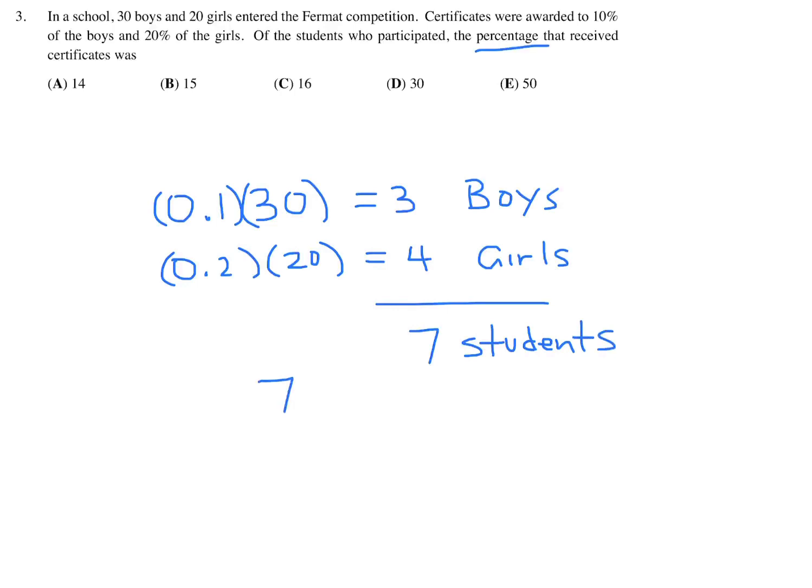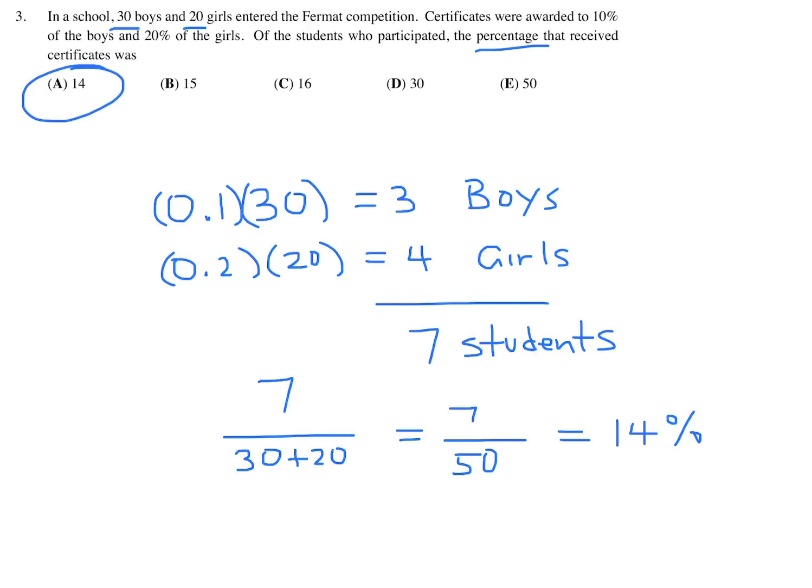So 7 is how many got the certificate, and the total number of students is 30 boys and 20 girls, which is 50. So 7 over 50. And this is 14%. So the answer to number 3 is A.